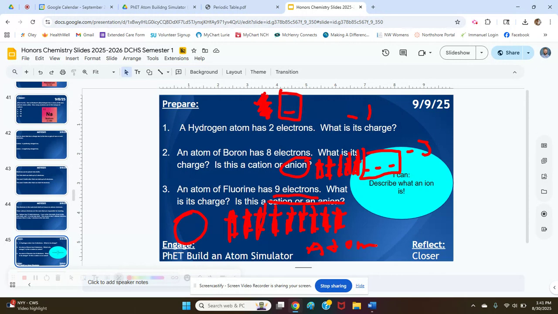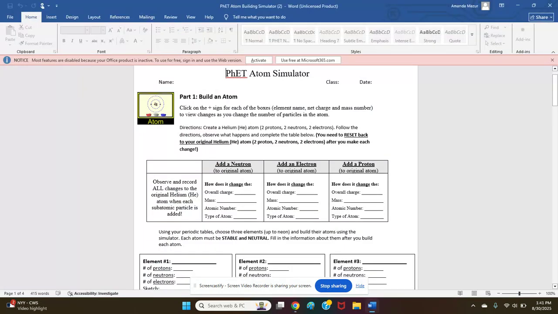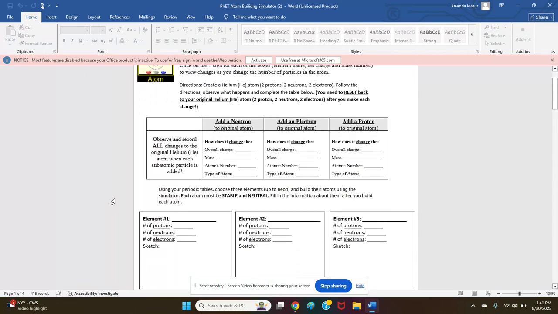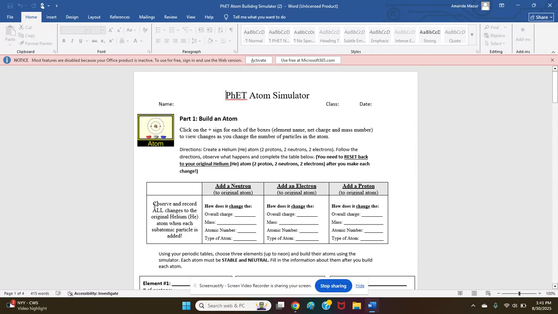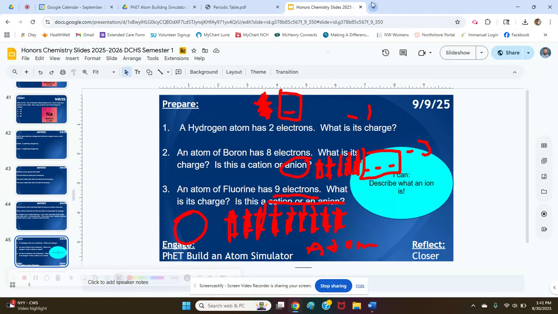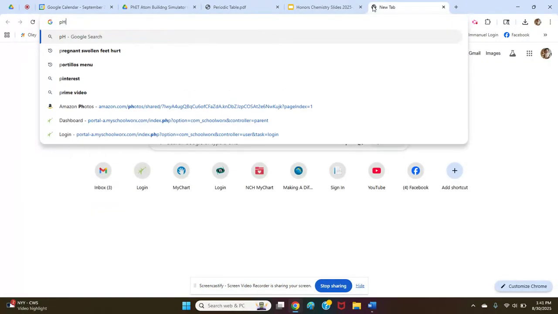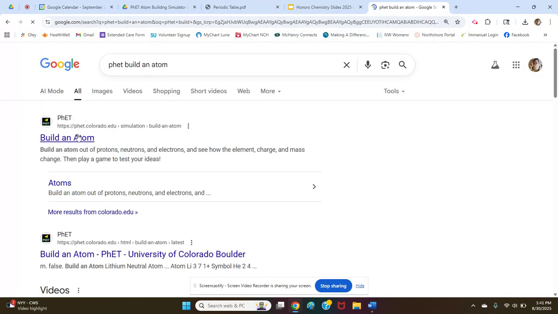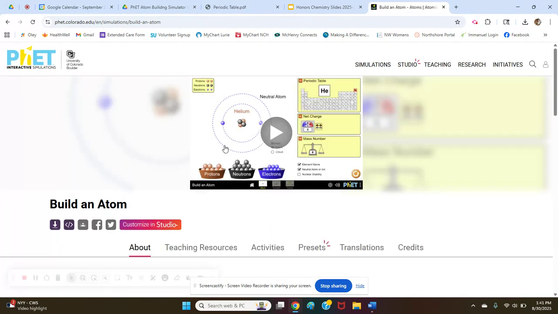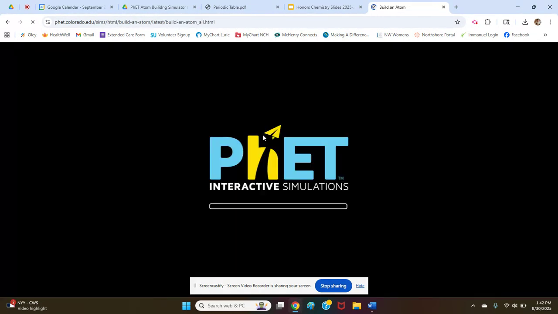Next, let's look at your homework for today. It's going to look like this. And I need to find real quick the actual simulation. So let me do that. You will have this linked on Schoology. So you're going to go there, you'll click on the link, and the link will bring you to something that looks like this.